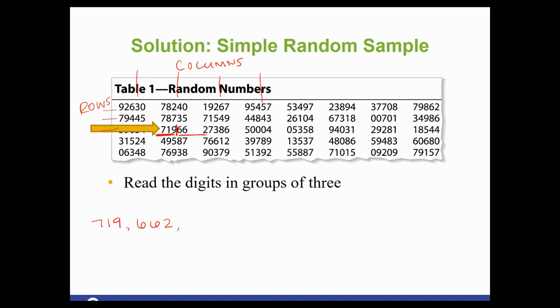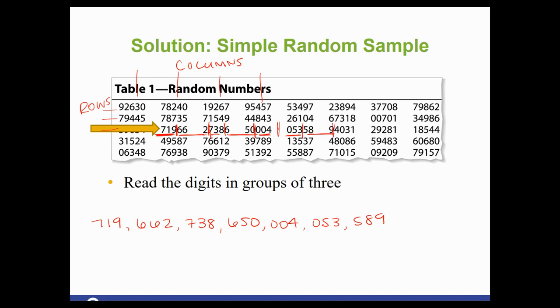They're in groups of 5 all the way across, but that doesn't mean anything. You just skip the space as if it wasn't there and keep on reading numbers. So 662, and then we've got 738, 650, 004, 053, 589.